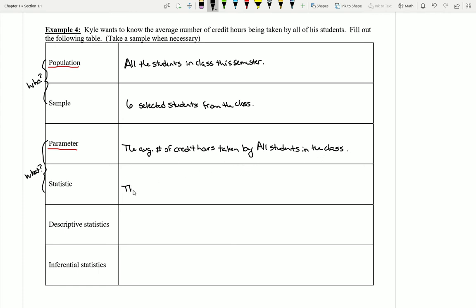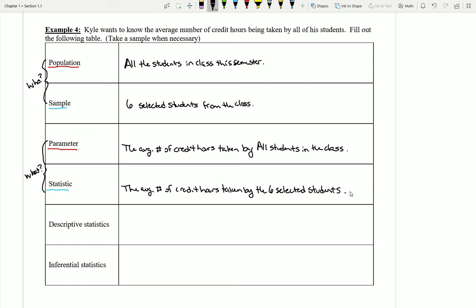The statistic is going to start the same way. I still want to know the average number of credit hours taken by, but now, since it's a statistic, I'm going to link that up with the sample. So I don't want to know in the statistic the average credit hours for the whole class. I want to know the average number of credit hours that are taken by the 6 selected students.